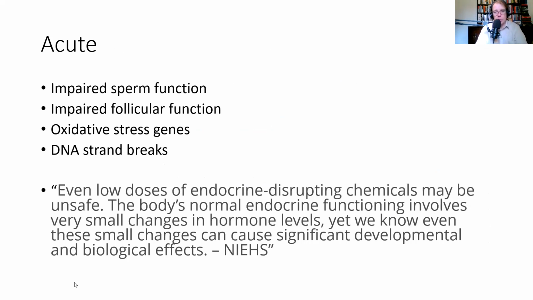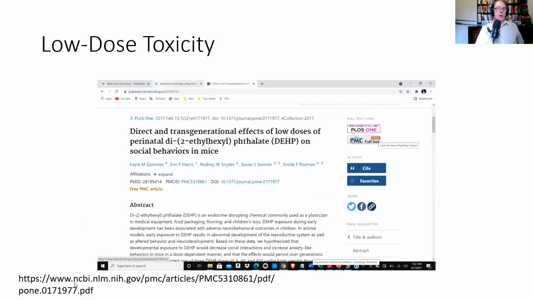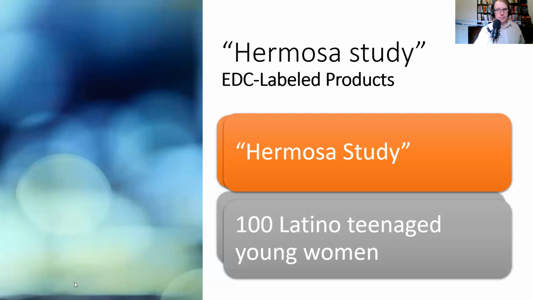The body's normal endocrine functioning involves very small changes in hormone levels. Yet we know even these small changes can cause significant developmental and biological effects, which brings up low-dose toxicity, and this has been studied. There are direct and translational effects of low doses of exposure to DEHP phthalate on social behaviors of mice. And so whether they tend to aggregate with each other, do they associate with each other in the brood, how do the adults relate to each other? Those are all impacted, even at very low doses.